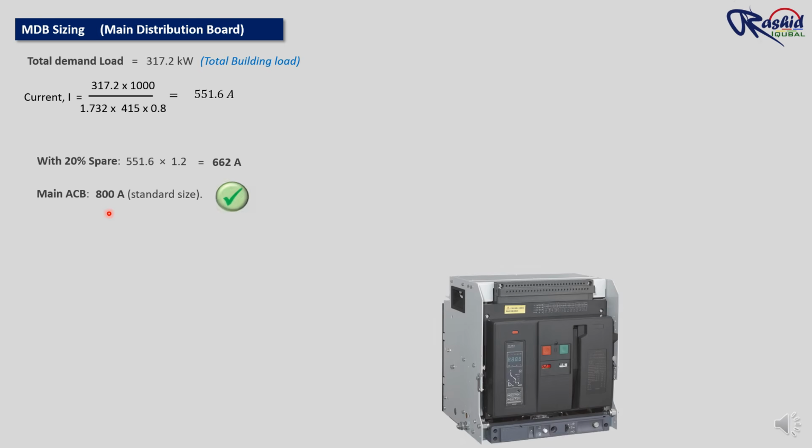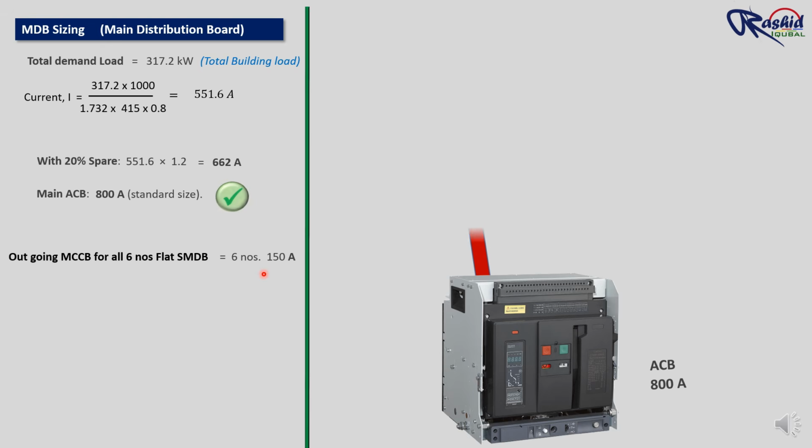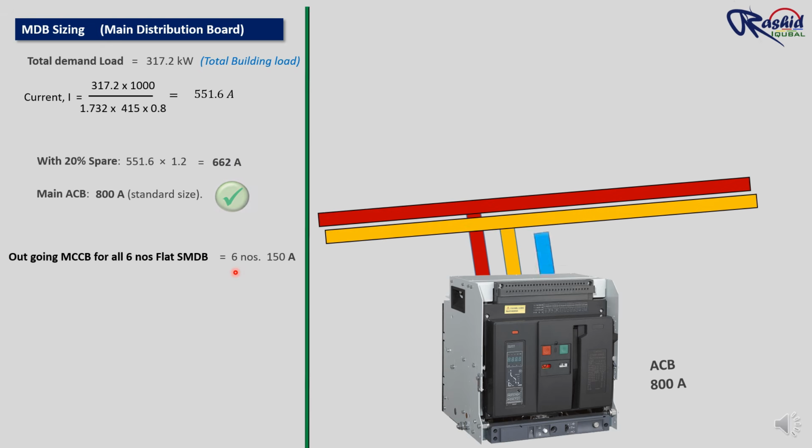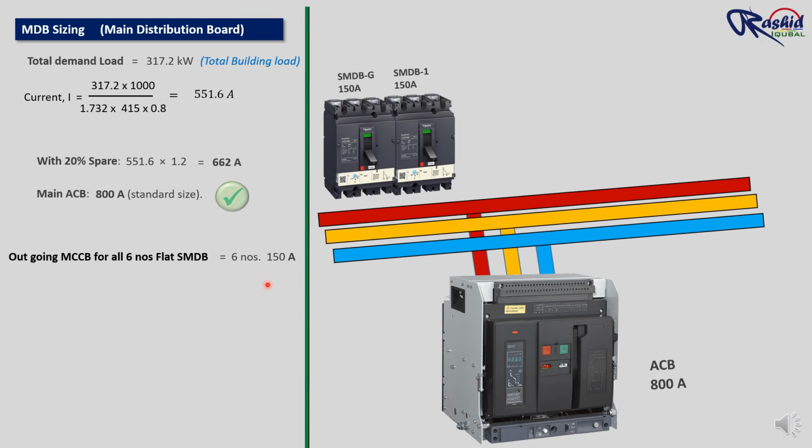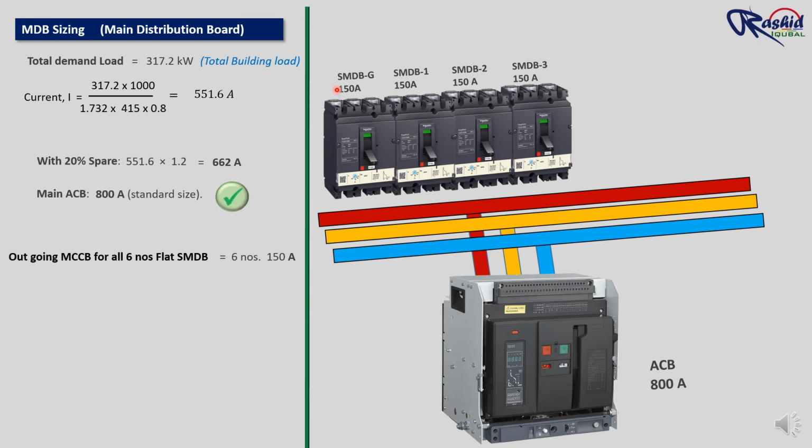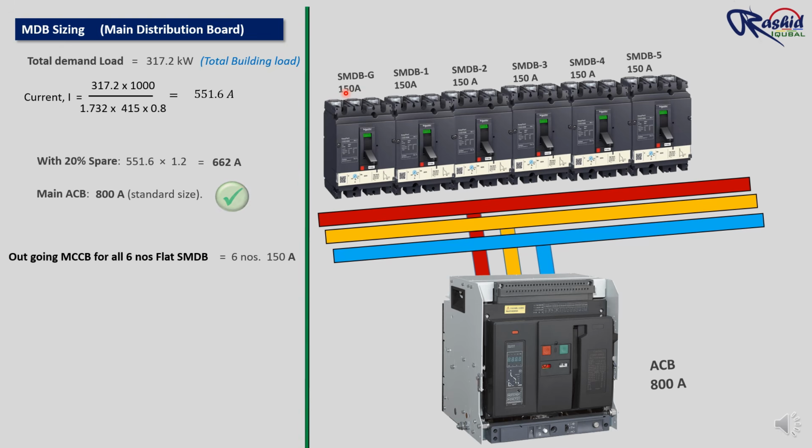We will install here an 800 ampere ACB. You can see here in this image, this is an 800 ampere ACB. To ensure proper selectivity, we need to make sure that if an overload occurs, the SMDB breaker trips first before the outgoing MDB breaker. To achieve this, we size the MDB outgoing breaker slightly higher than the SMDB incomer.